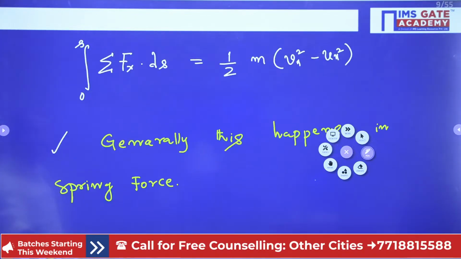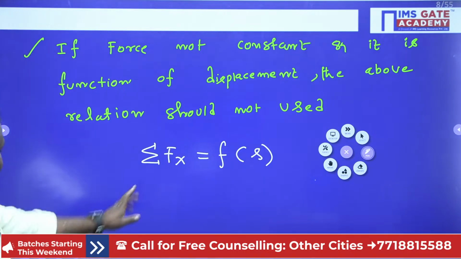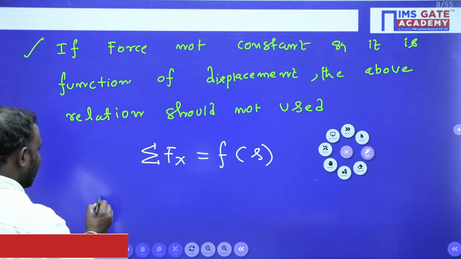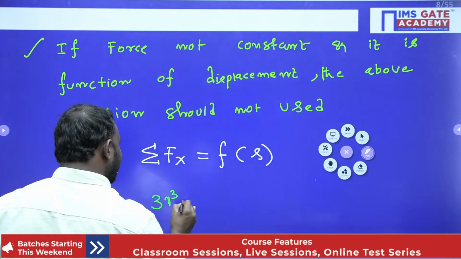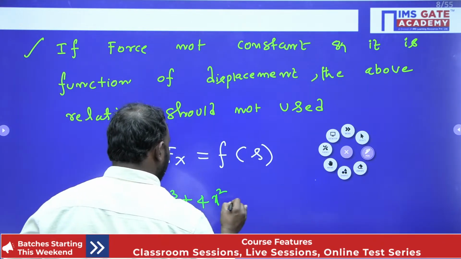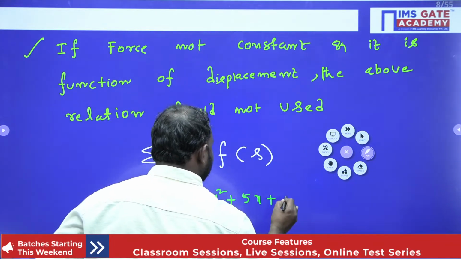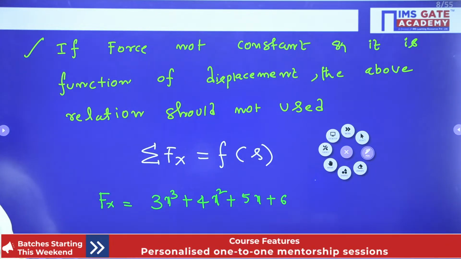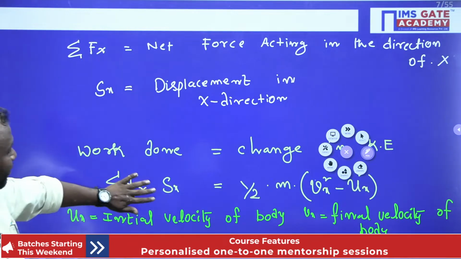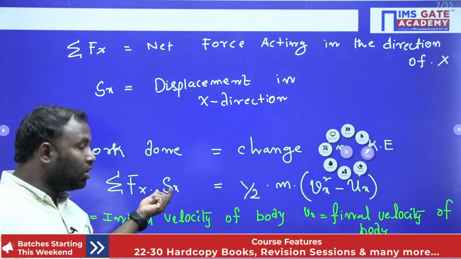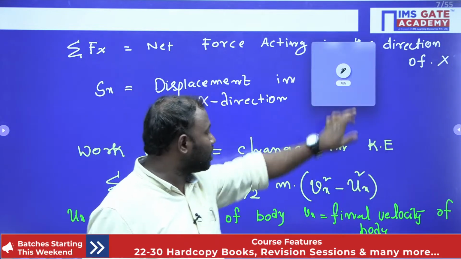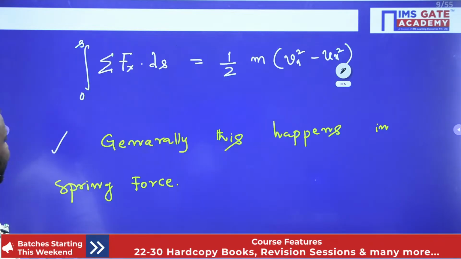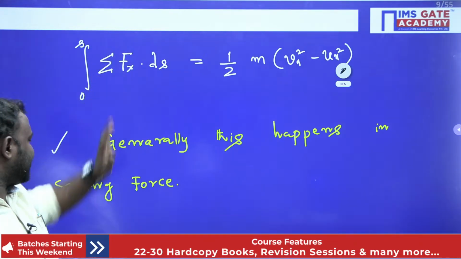Here also I said the same, whenever the force depends on displacement, suppose Fx equal to 3x cube plus 4x square plus 5x plus 6, if they gave like that, then in that case you are not supposed to use the relation Fx dot displacement, work done is equal to change in kinetic energy. This relation should not be used. In place of this, you are supposed to integrate whenever it is given, right.